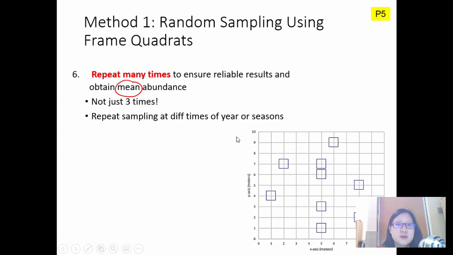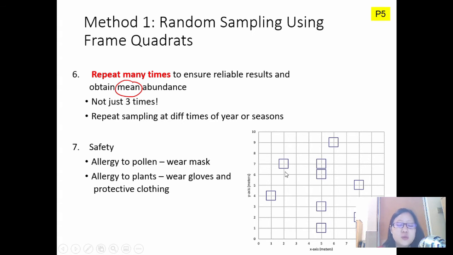Now, of course, when it comes to Paper 5 questions, other than repeating, there's also a mark for safety. And you would think that it's a low-risk experiment, right? Because you're just going to the field with a frame and a few tape measures and poles.